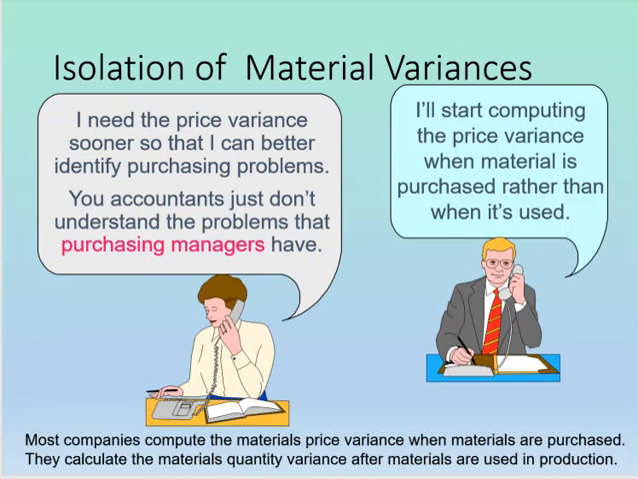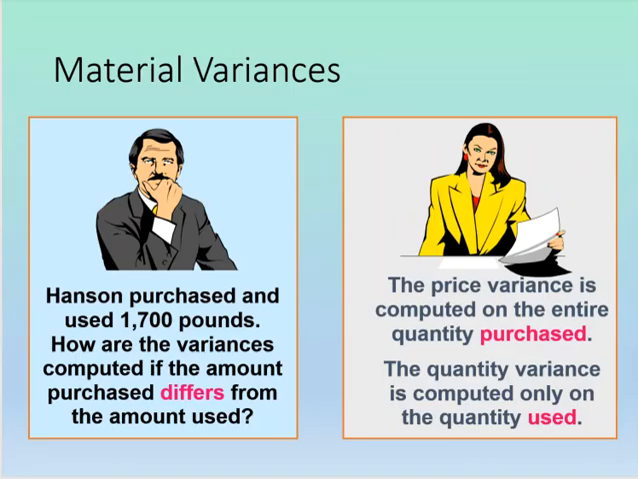So just to clarify, most companies compute the materials price variance when the materials are actually purchased, and then they go ahead and calculate the materials quantity variance after the materials are used in production. So the materials price variance is computed using the entire amount of material purchased during the period, and the materials quantity variance is computed using only the portion of materials that was used in production during the period.